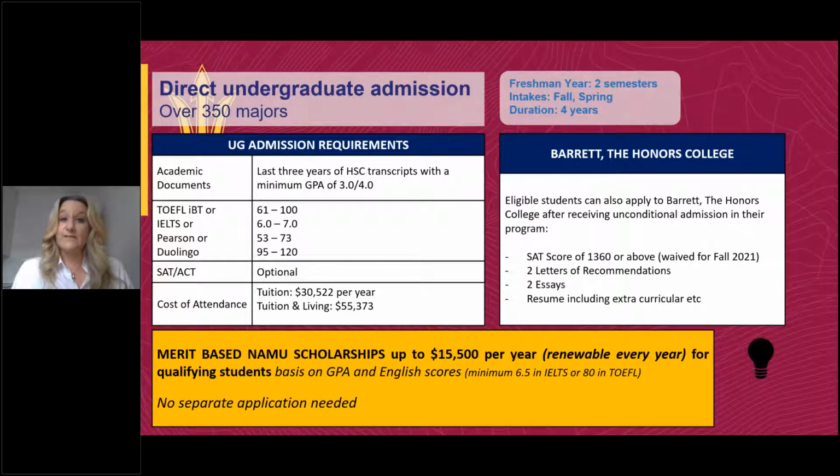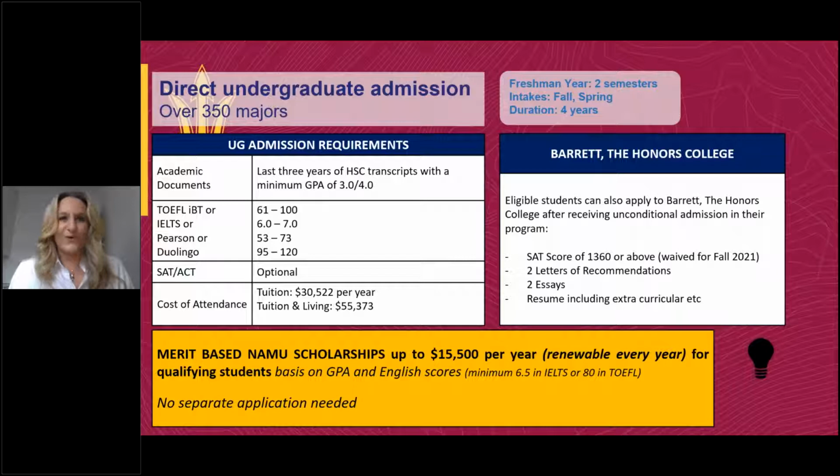As far as the academic documents needed in order to apply for the undergraduate programs, they would need at least the last 3 years of complete high school transcripts. And they're looking for a minimum of a 3.0 GPA. This is out of the US 4.0 system. They do require English language scores as well. They do offer conditional admission on English. So if you're not able to provide that English score right away, you could still see if you're academically eligible to enroll in the program at ASU.